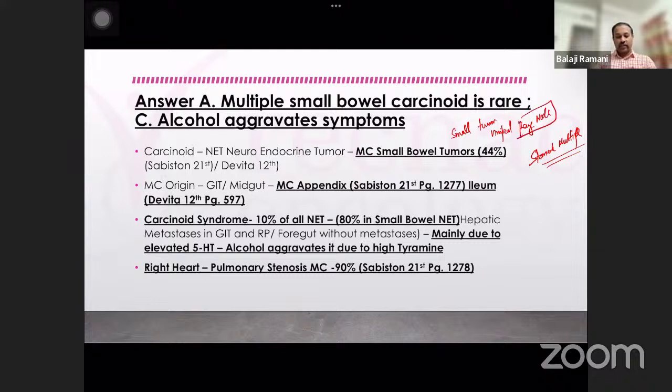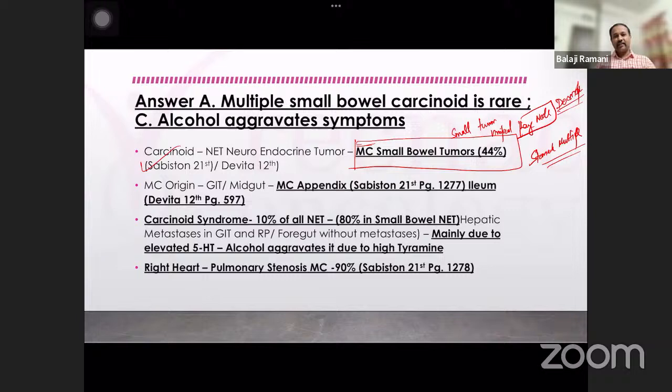This is the characteristic presentation, and of course, the classical desmoplastic response will be there in the nodes and can cause the pulling up of the mesentery. So all this can happen as far as the small bowel carcinoids are concerned. So carcinoid or neuroendocrine tumor, these are the most common small bowel tumors according to DeVita and according to Sabiston. The most common small bowel tumor today is going to be your carcinoid. Okay, the carcinoid is considered to be the most common small bowel tumor.